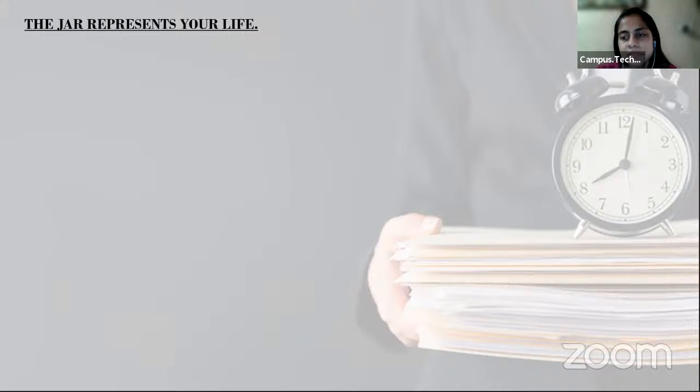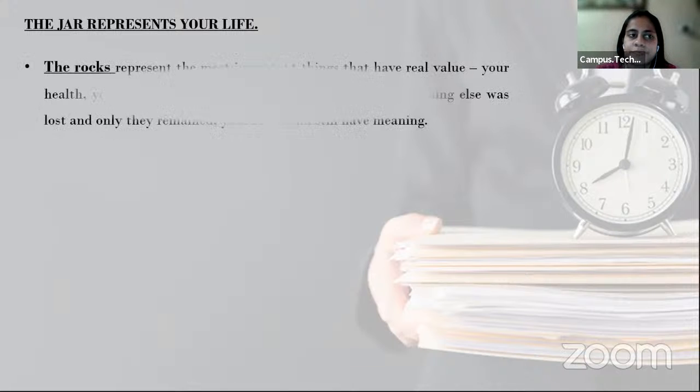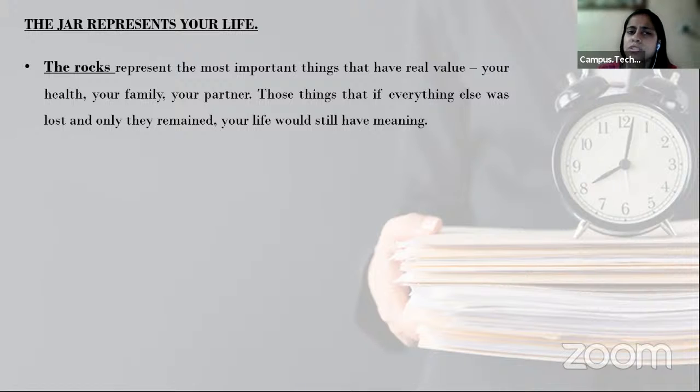The jar represents your life. The rock represents the most important things that have real value: your health, family, partner. Those things that, if everything else was lost and only they remained, your life would still be meaningful. This says if these rocks remain and all other things are gone from your life, if you have only these things, still your life will have value. Rest of all the things you can get if you have these with you.